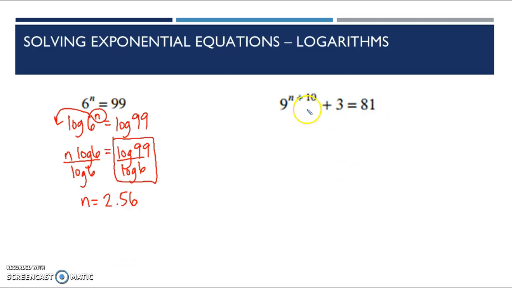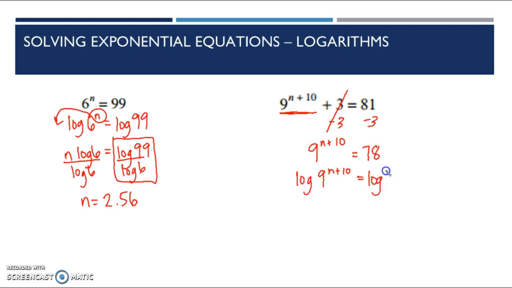Alright, for the second example, I can't take a log yet because I need to get just this part by itself, the base to an exponent. So I'm going to subtract the 3, and we get 9 to the n plus 10 equals, and then 81 minus 3 is 78. Now I have everything where I have a base to an exponent equals a number, so I'm going to take a log of both sides. Alright, power rule says I can put that exponent out front, leave it in parentheses when it's more than just a letter.